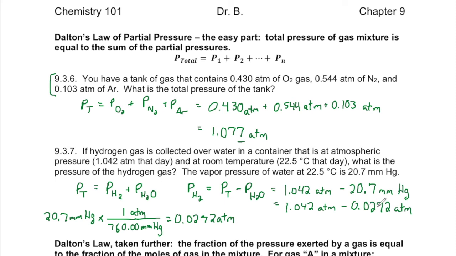So we can subtract 0.0272 atmospheres from the 1.042 atmospheres, and that would give us 1.015 atmospheres as the pressure of hydrogen. If instead you had converted the atmospheric pressure to millimeters of mercury, you would have found that it is 771.2 millimeters of mercury. So either one of these answers is true. It just depends what units the question is asking for. This one didn't specify.